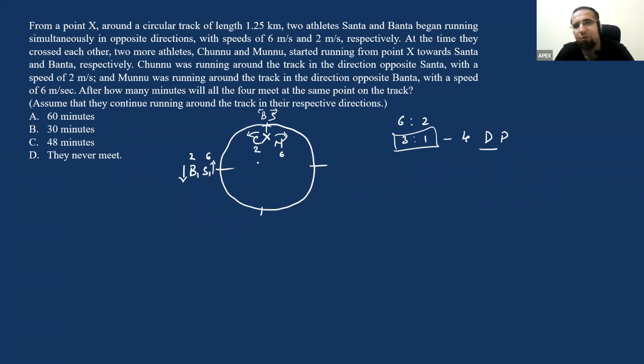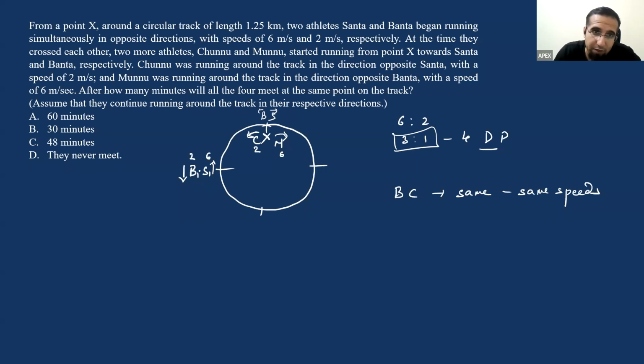Now, with most of the questions, try to see the options. There is an option called they never meet. After how many minutes will they always meet? If they have to meet, then I know that B and C can never meet. Why can B and C never meet? Because B and C are moving in the same direction and at the same speeds also.